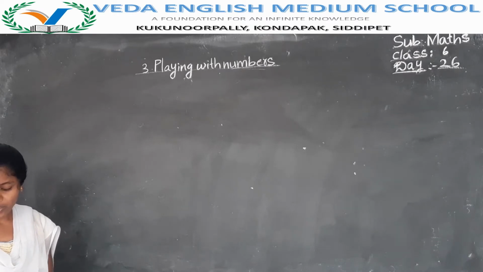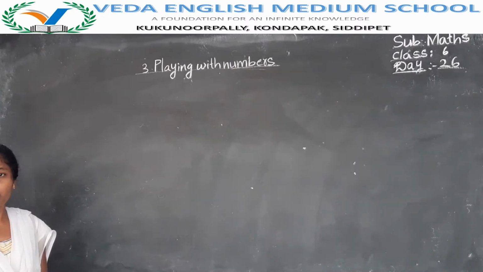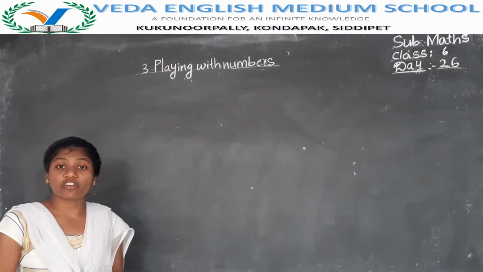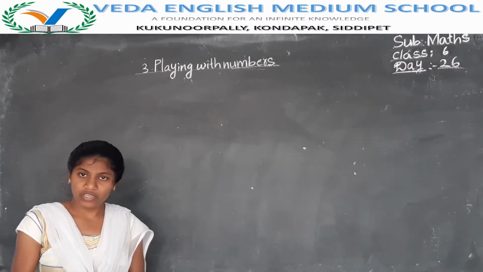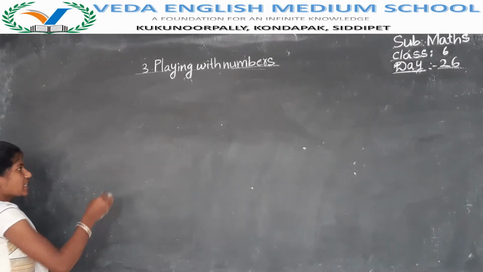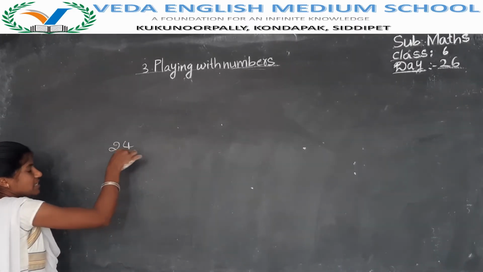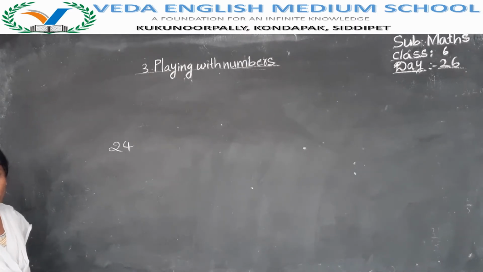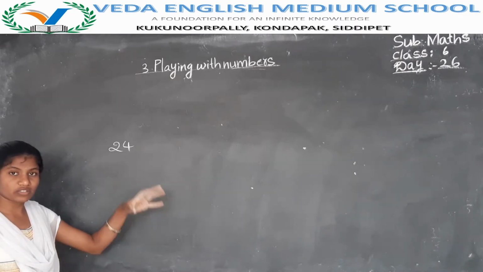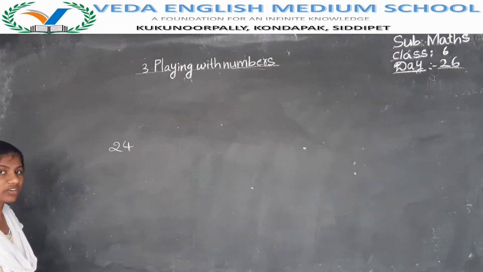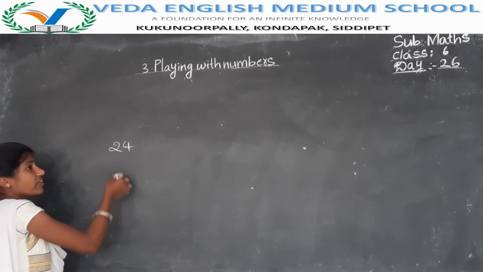Factorization means when a number is expressed as a product of its factors. When a number is expressed as a product of its factors, that is called factorization. Product of its factors. That means, what are the factors of 24?